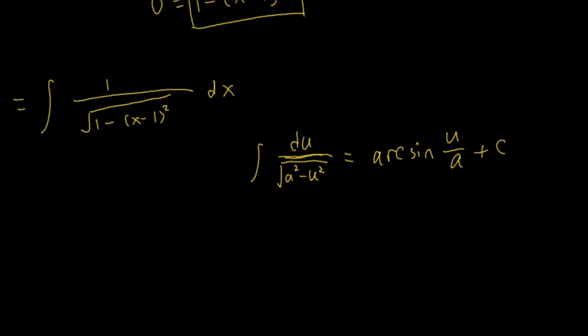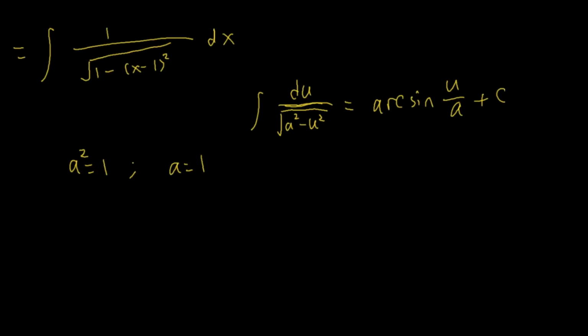Now look at the integral. Will this fit in now? We can let a squared equal 1 from this formula, then a is equal to 1. It's a constant now, there's no x there. Now we can let u squared equal x minus 1 squared. It has an x there. Then u is equal to x minus 1. Now we have a and u, we just need du.